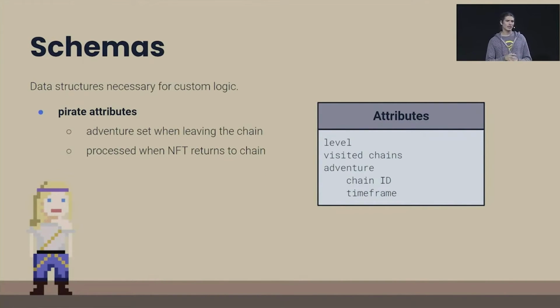Let's move on to the schemas. As I mentioned, we define the schema for the attributes property. Our pirates will have the following properties. They will have a level. This just indicates how strong the pirate is. They will have visited chains, where we store each chain in the ecosystem, in particular the chain ID, where the pirate has been. And then we have this adventure object, which stores the chain ID, which is the target chain ID where the pirate is going, and the time frame, which is some sort of time limit before the pirate has to come back to the chain. And this adventure property is attached to one of our custom transactions. It will be processed as part of the custom logic.